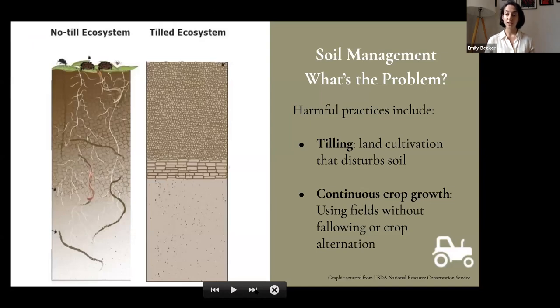Practices like tilling and continuous crop growth accelerate the rate of decline in soil carbon. Tilling is a broad term used to describe common land cultivation practices. Unfortunately, these practices can break apart soil structure and thereby expose organic matter to microbes that consume that organic matter. Continuous crop growth is the use of fields without a fallow period or crop alternation. I want to note that a fallow period is effectively just a resting period for the field.